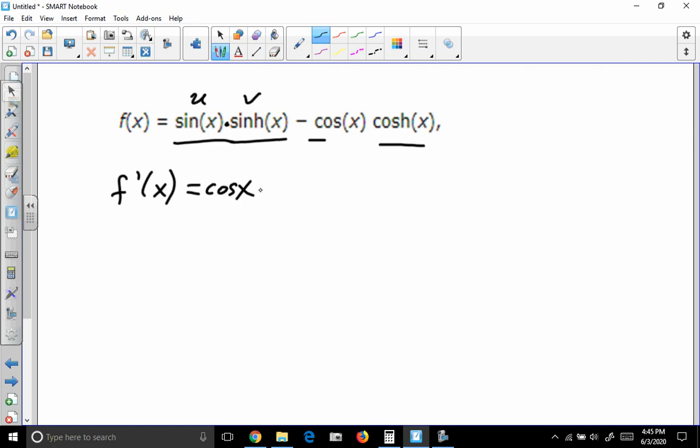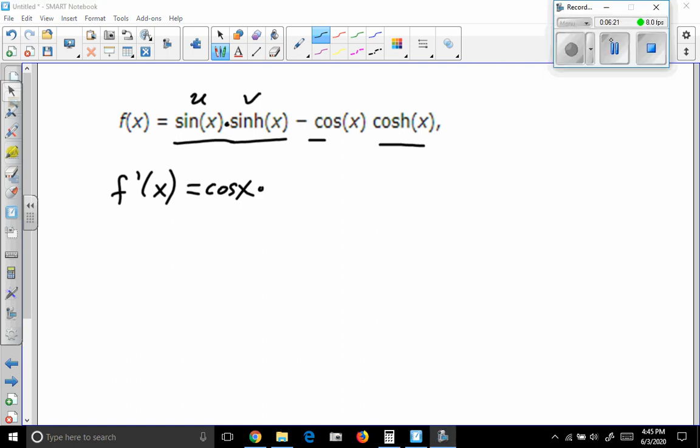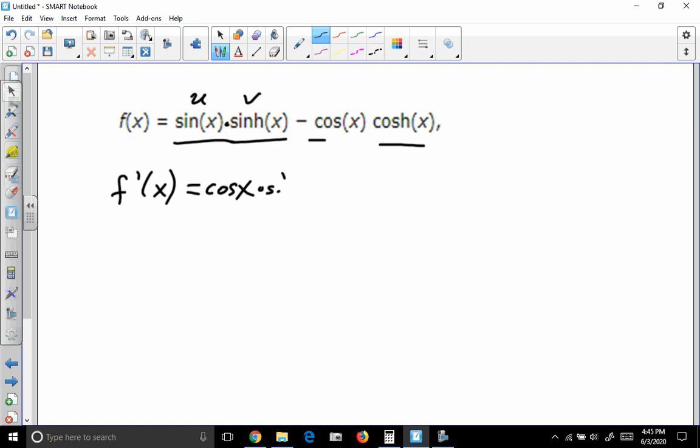cosine x times v plus u times v prime, and the derivative of sinh is cosh, minus parentheses the derivative of this.